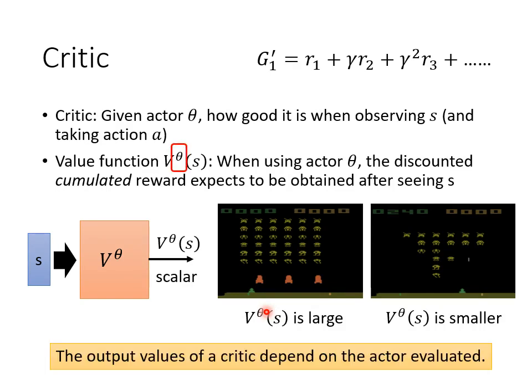There is one thing that needs to be emphasized. This value function has a superscript theta. This value function is related to the actor: with the same observation, the same game screen, and a different actor, the value would be different.